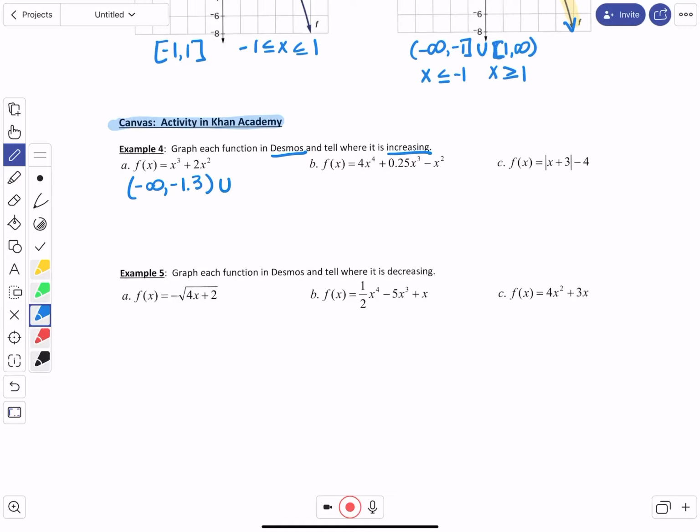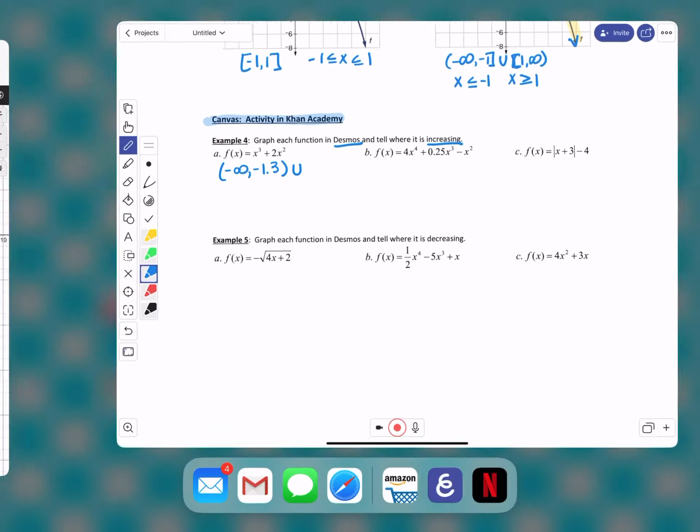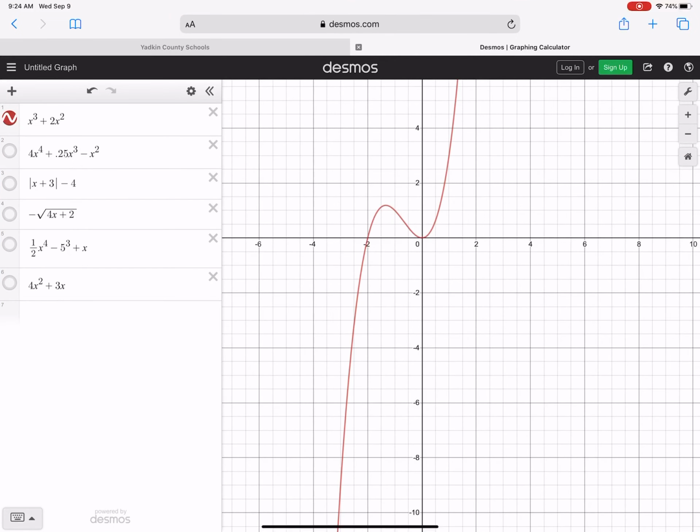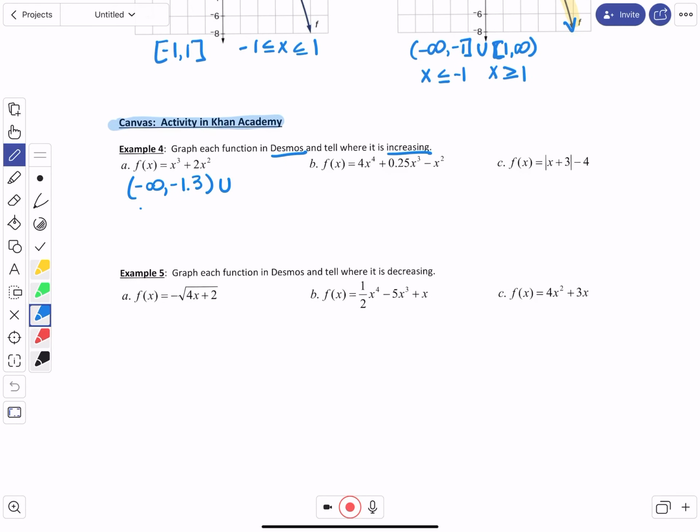And it was also increasing. We just do the U for the union because it's increasing in more than one spot. It starts increasing again at 0, and it's going to keep going up forever. So it's increasing from 0 to +infinity. And we can do those as inequalities as well. So -infinity to -1.3, so we'd say x is less than or equal to -1.3, and then x is greater than or equal to 0.